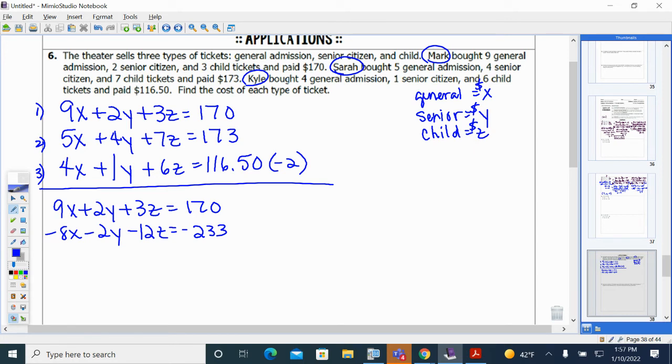And then I'm going to add the 2 equations together, and the y's will go away. 9x plus a -8x is a 1x. 3z plus a -12z is a -9z equals 170 plus -233 is -63. And there's my equation A. And then I'm still using equation number 3, but I didn't use equation number 2. So I'm going to keep equation number 2.